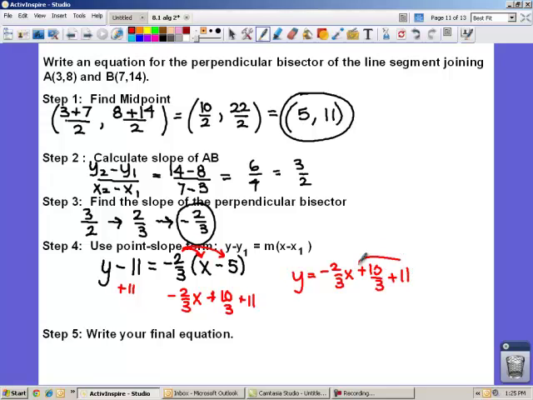And what we want to do is add like terms. So these two things need to be added together. You can do that in the calculator. And I would suggest, because you're going to get some decimals for these, I would just leave it in fraction form. So when you plug this in the calculator, you're going to push math enter when you're done. And your final equation would be negative 2/3 x plus 43 over 3. So that is the equation of the perpendicular bisector for these 2 points.